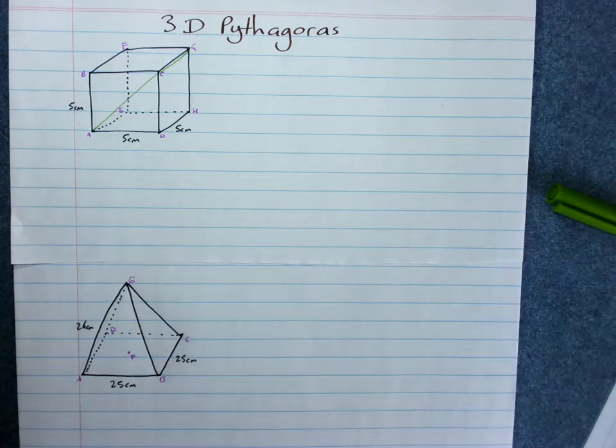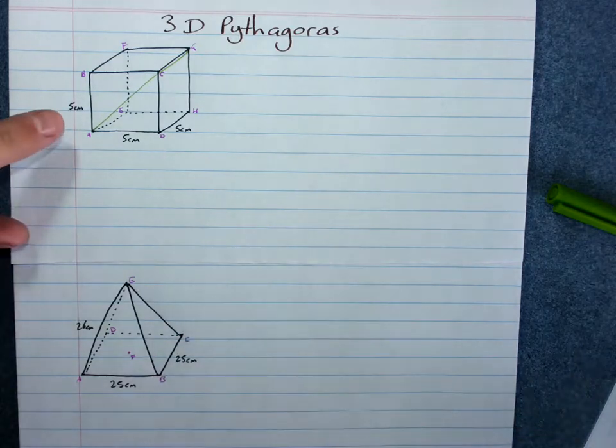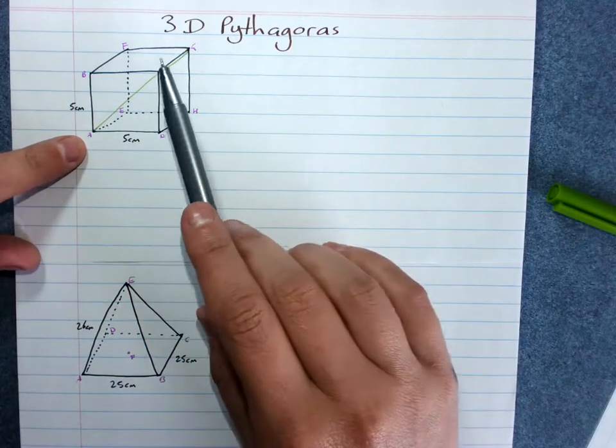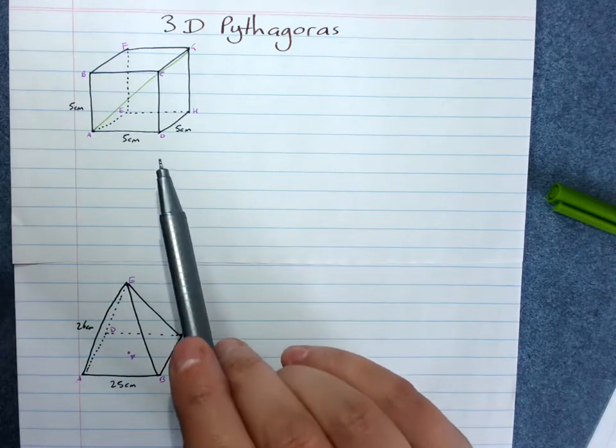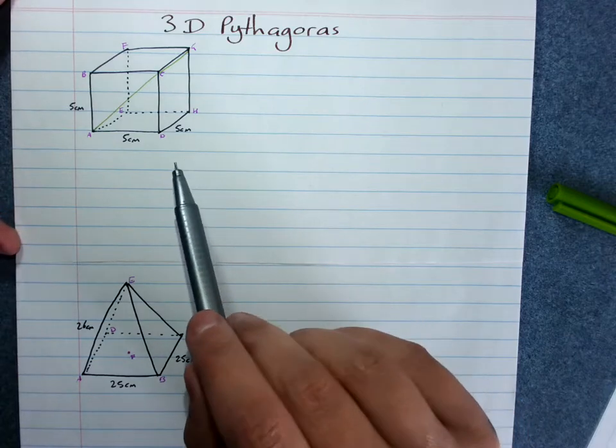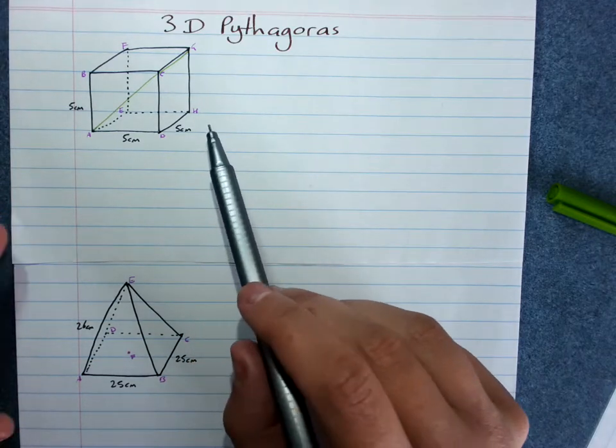Alright, we're looking at Pythagoras in 3 dimensions. What will usually be the problem with a 3-dimensional shape in Pythagoras is we'll need to find a length that's inside the shape, and we will often need to find more than one length in order to get this.